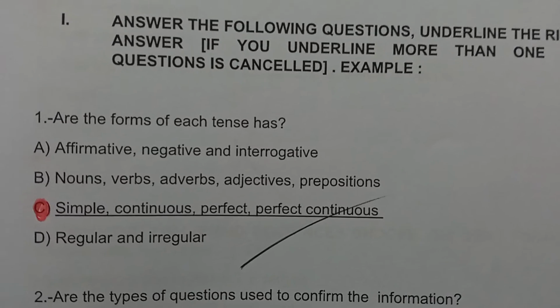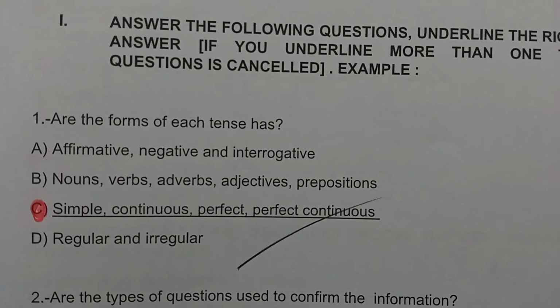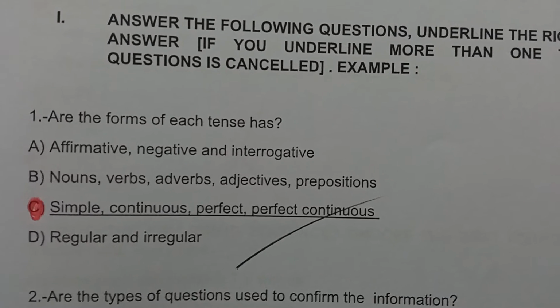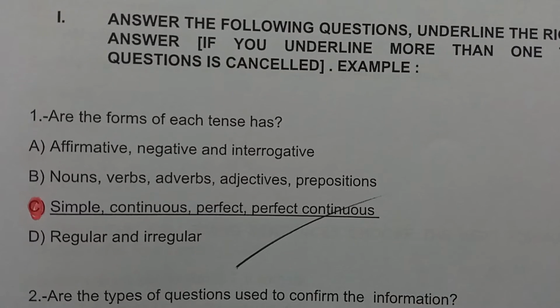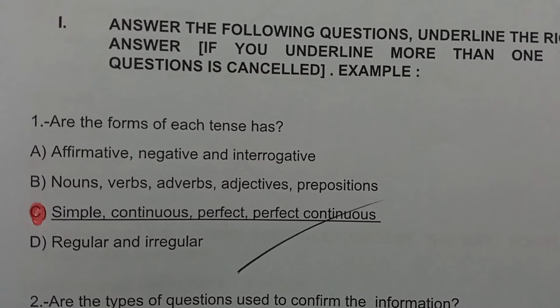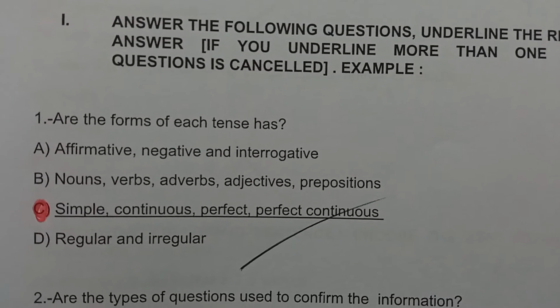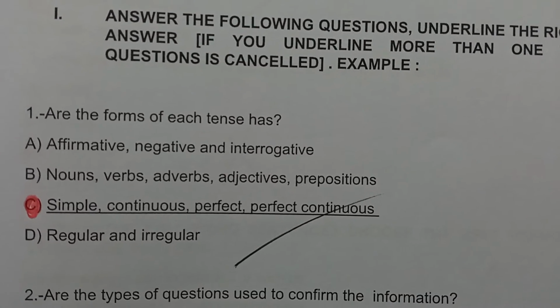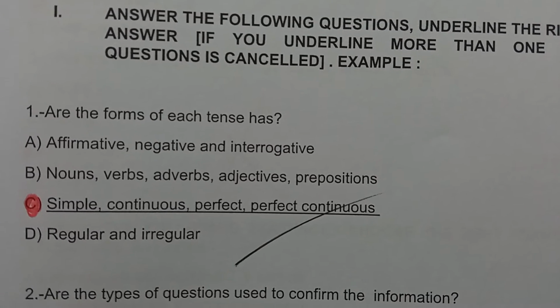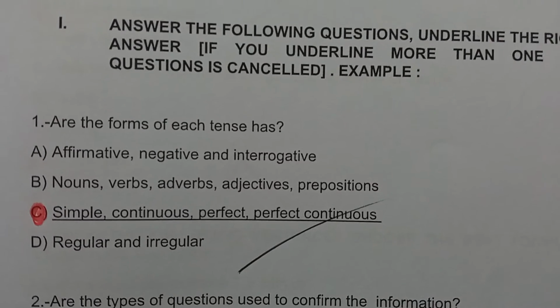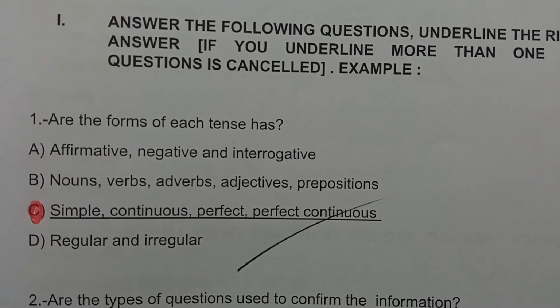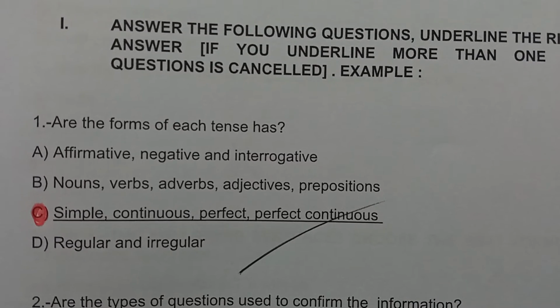Letter A, affirmative, negative, and interrogative are types of sentences, tipos de oraciones. So that's not the answer. No es la respuesta. Letter B, nouns, verbs, adverbs, adjectives, prepositions are parts of speech. Son las partes del discurso, sustantivos, verbos, adverbios, adjetivos. Así que no es la correcta.